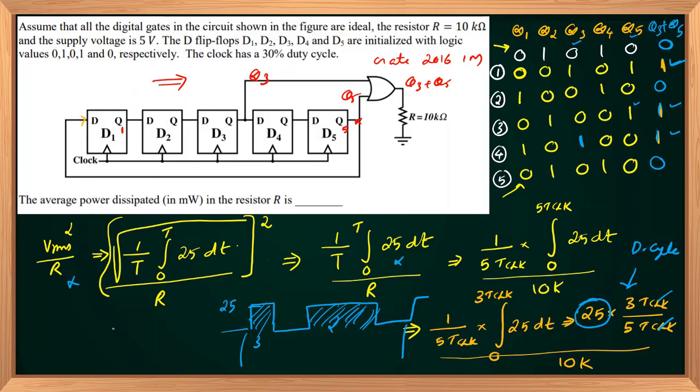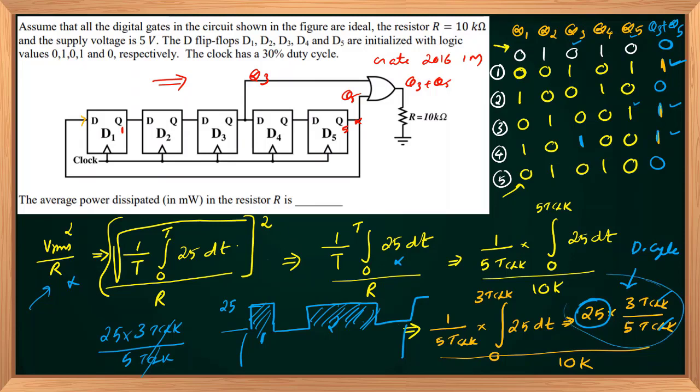So its average value is 25 multiplied by on time. On time is 1 clock period here plus 2 clock periods, that is 3 clock periods, divided by total period is 1, 2, 3, 4 and 5 clock periods. So voltage square multiplied by duty cycle, or Vrms square divided by R. You have to calculate Vrms. If it's a constant waveform, pulsating waveform, both are identical. This is reduced to this form.